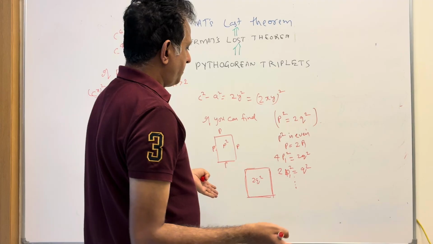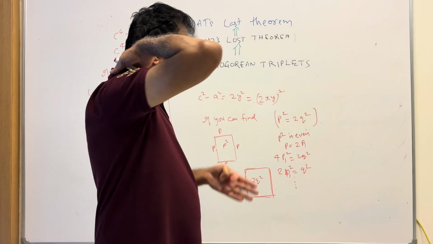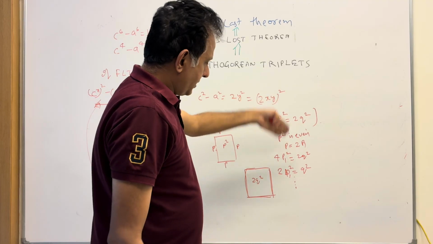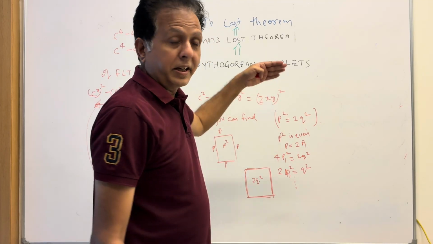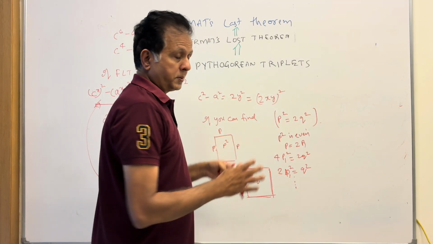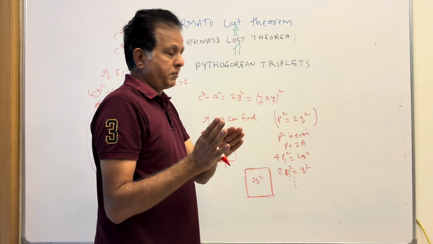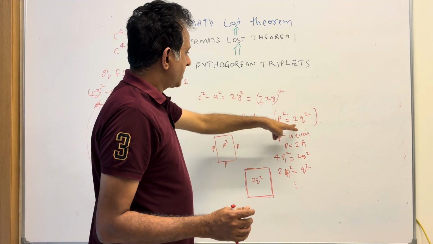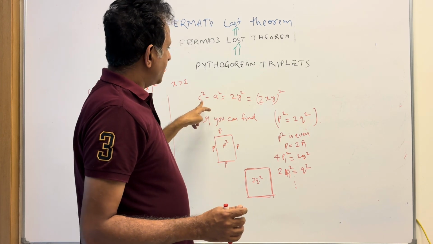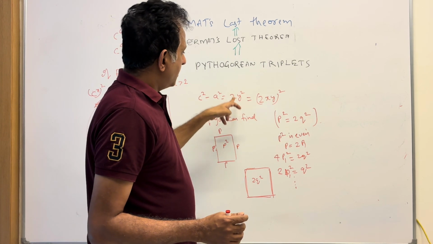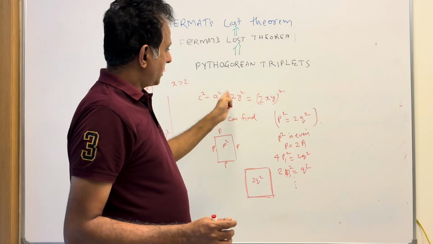Okay, there is a proof for this. This also gave rise to the birth of irrational numbers, that is root 2. Okay, but that is secondary. Right now we are focusing on whether we can find a square that is the difference of two squares and equals 2 times another square.